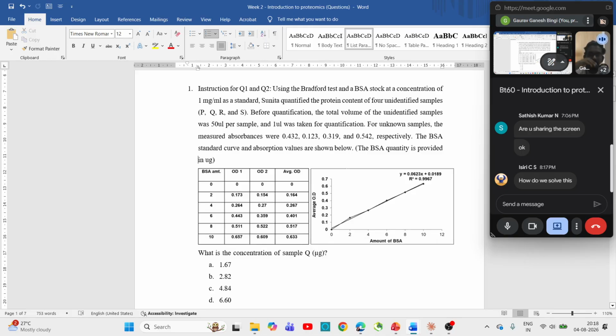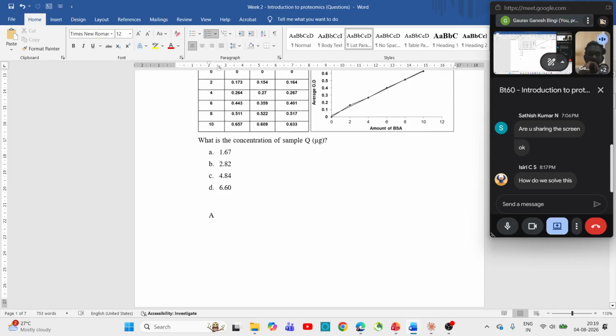If that is a bit complicated, you can just say that if 2 microgram is equivalent to 0.164, what would be 0.123? Just cross multiply and get the answer. It will give you an approximate answer, but even that is fine for an MCQ based question. If 2 microgram is equal to 0.164 OD, what would be 0.123? Lesser than 2, obviously, because 0.164 is 2. So 0.123 will be lesser than 2. There is only one option which has a value lesser than 2. So the answer is A.